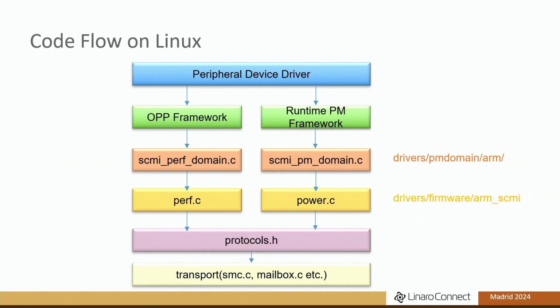Okay, this slide shows the code flow in Linux. The left side is for the perf and the right side is for the power. The peripheral device driver uses OPP framework APIs like set OPP to set the performance level, which will interface with the SCMI performance domain provider driver, which in turn uses the performance protocol layer, and then it goes over transport to firmware. The peripheral device driver for the power would use the runtime PM framework like PM runtime get and put, those API flavors. It will then interface with the SCMI PM domain provider driver, which uses the power protocol and goes over the transport to the firmware.